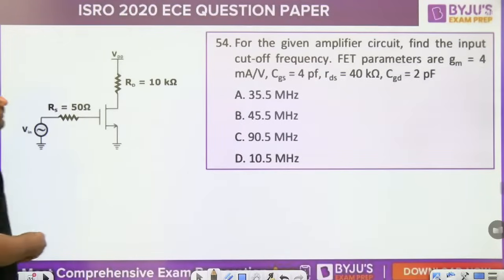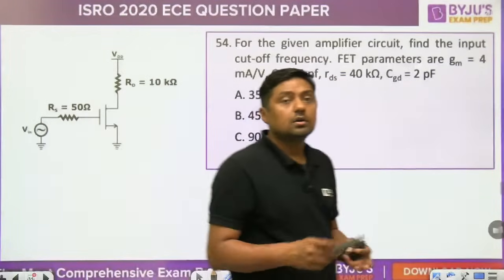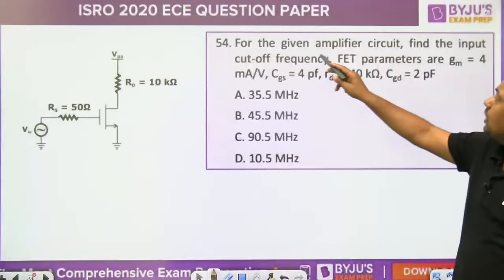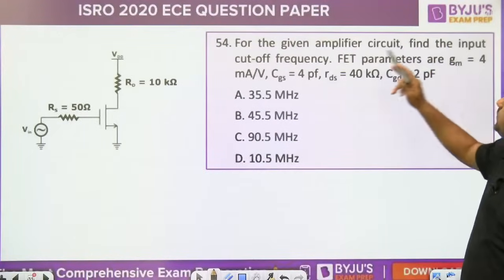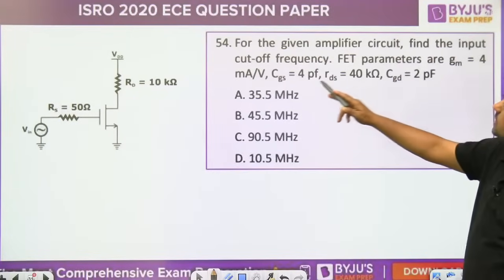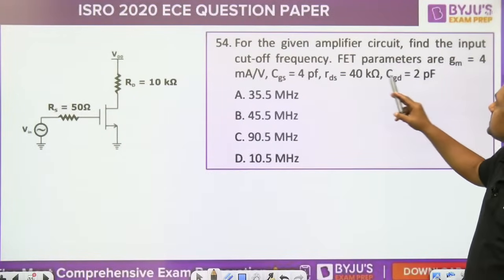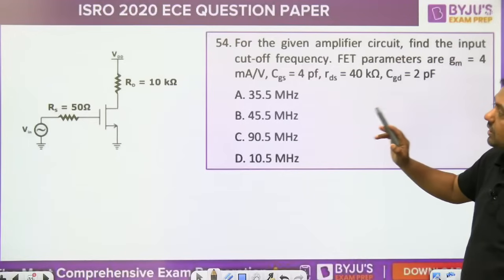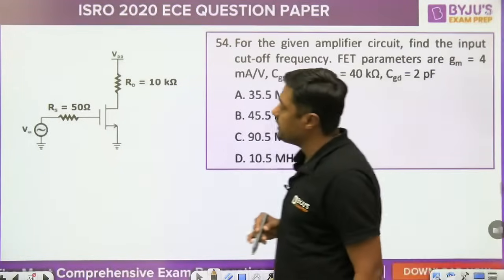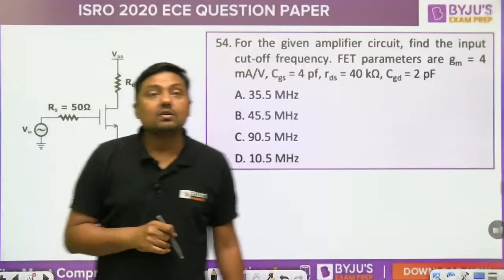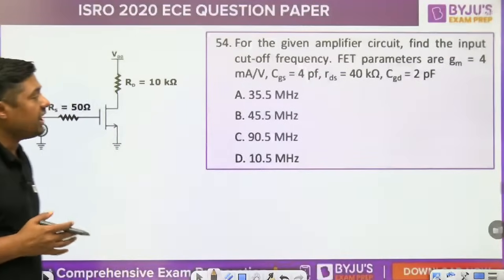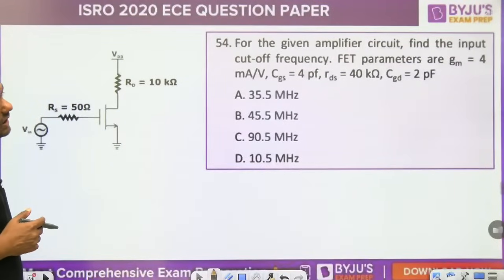Okay, now a question from analog. Another question. For the given amplifier circuit, find the input cutoff frequency. FET parameters gm, CGS, rds, CGD are given, and one circuit for the MOSFET is given, guys. We have to find the input cutoff frequency. Internal capacitances are given, that is called high frequency analysis.